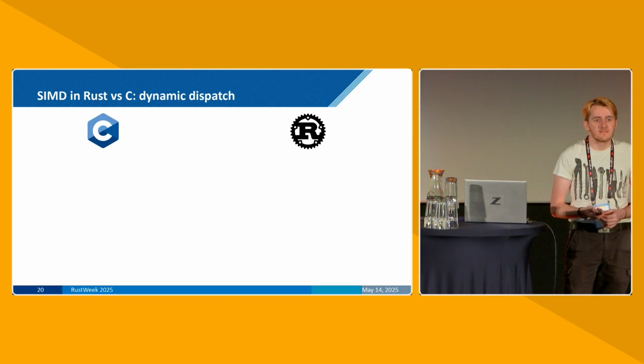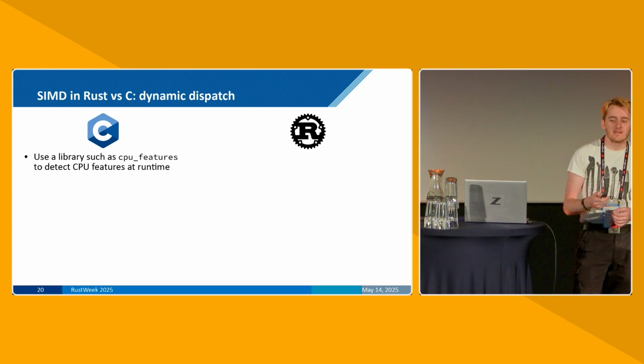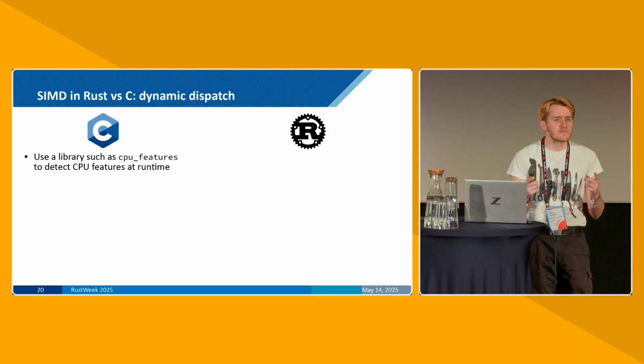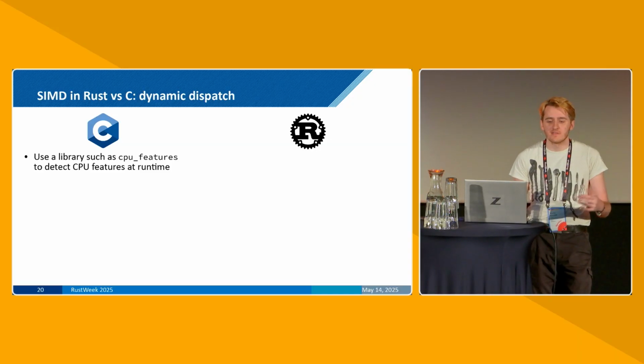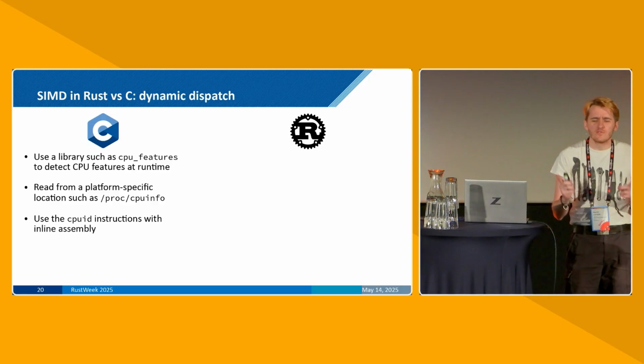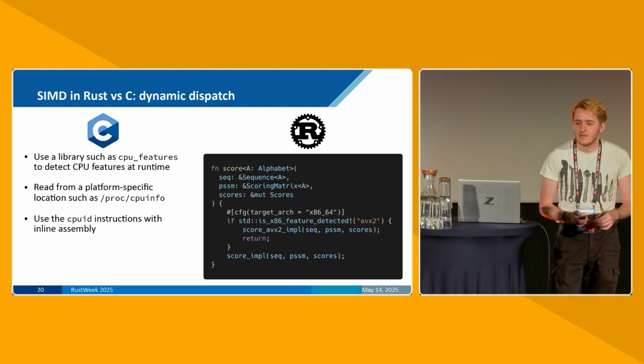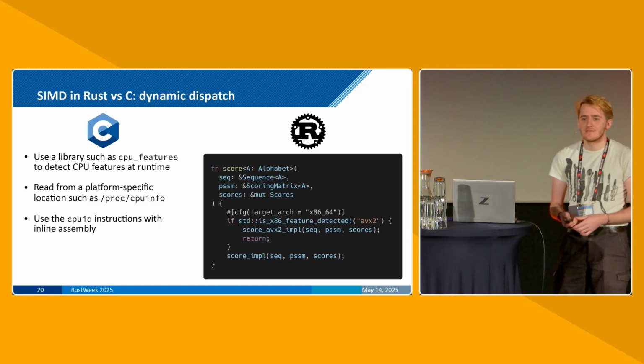And the final thing that is much easier in Rust than in C is dynamic dispatch. In C, you either have to use an external library, which means extra dependencies, or you need to read from a platform-specific location, or you need to use the CPUID instruction to figure out what your current CPU features are. In Rust, there is a macro for that in the standard library.